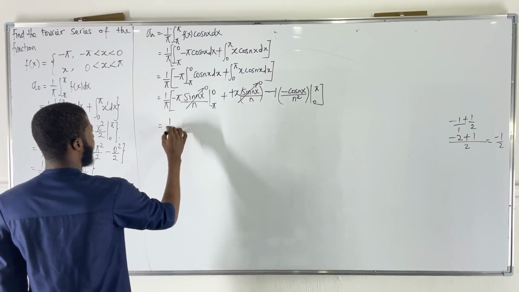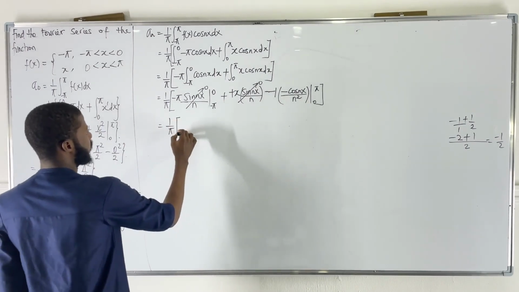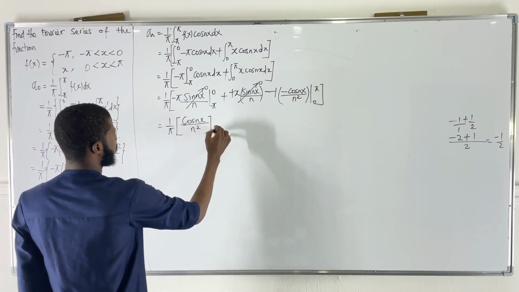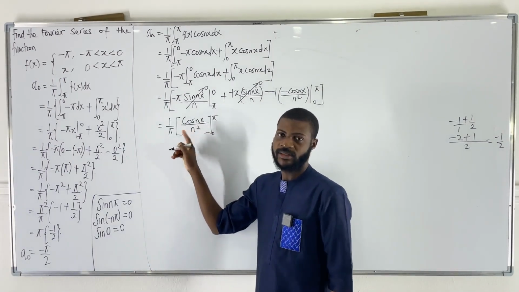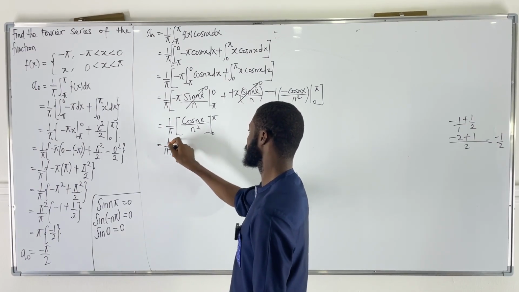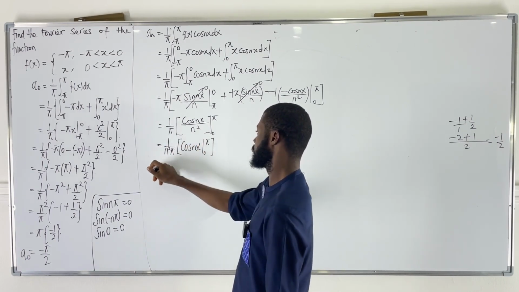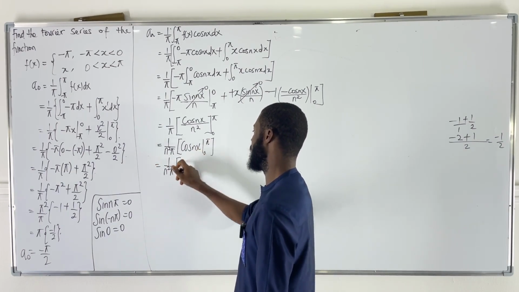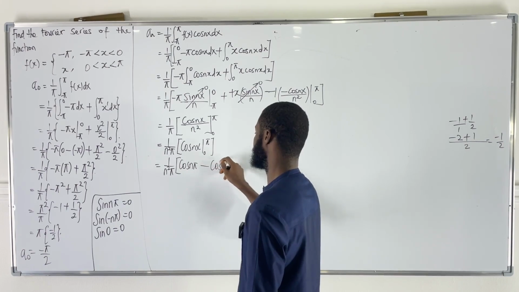So this will be 1 over pi. Now, minus will give us plus. So what would just be here will be cos nx divided by n squared from 0 to pi. All right. Now, I want to bring out this n squared because it's a constant. So this will be 1 over n squared pi. And then we have cos nx from 0 to pi. Now, anywhere I see x, I'll put pi. So this is cos n pi minus, when I see x, I put 0, cosine of 0.